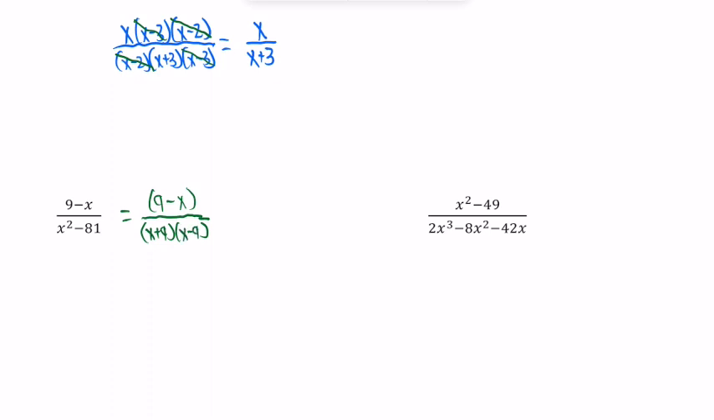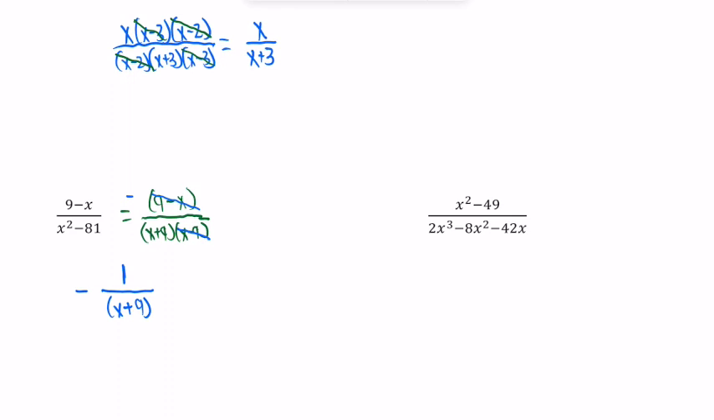This is another situation where we have those subtraction opposites. 9 minus x and x minus 9 are opposites of each other. We cancel out opposites, so we need to put a negative sign out in front. Also, since we canceled out everything from the numerator, we would have a 1 still left up there. And our solution is negative 1 over x plus 9.